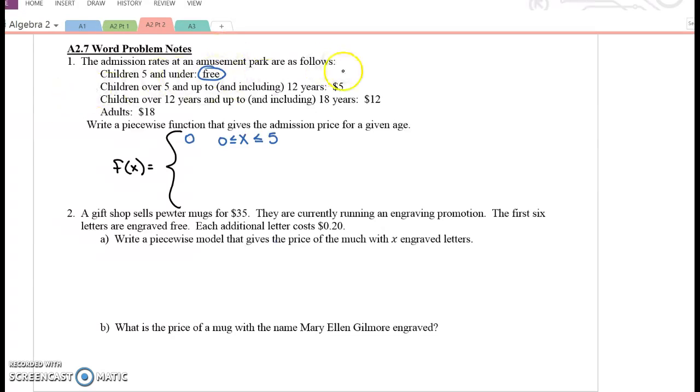Okay, the next one is $5. So this function is going to equal $5. We're going to pay $5 when children are over 5 and up to 12. So here's what I'm going to do. I'm going to write 5, x, 12. So this is ages 5 to 12, and we just have to figure out what symbols to put in here. I'm going to start with the 12. It says up to and including 12 years. So the age can be smaller than 12 or equal to 12.